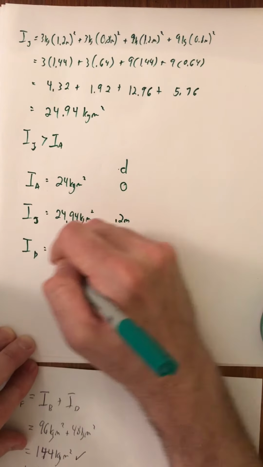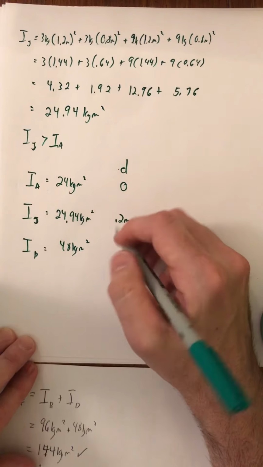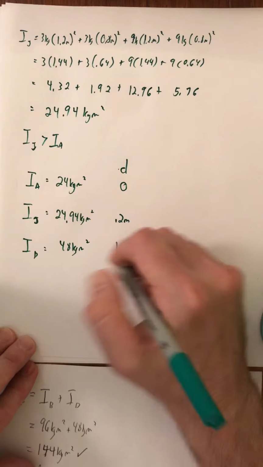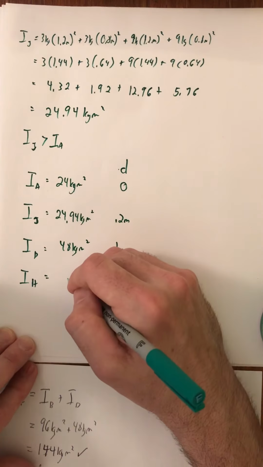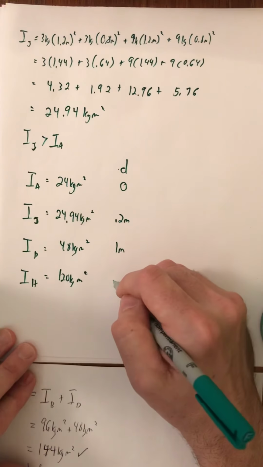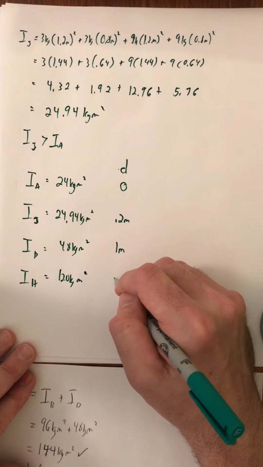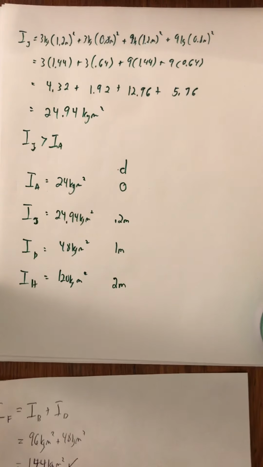And then if I look at ID, that was 48 kilogram meters squared, and that's deviated from the center of mass by 1 meter, right? And then IH, which is, what was IH? 120 kilogram meters squared, and that was deviated from the center of mass by 2 meters. All right, so what we want to do is see if there's any relationship between all of these numbers. Now, normally I would just set this to you, and if you want to stop and try and figure it out, go for it. Stop the video right now and figure it out.